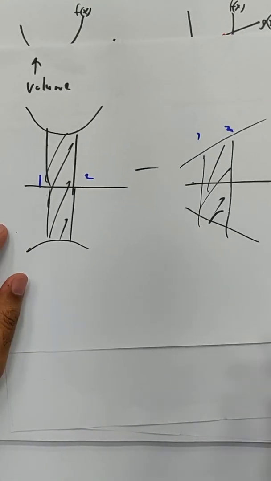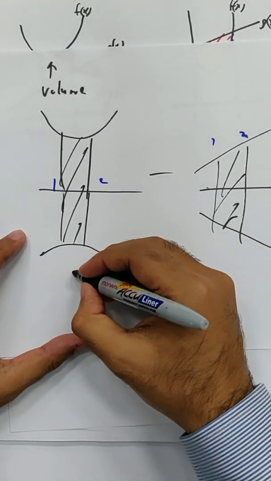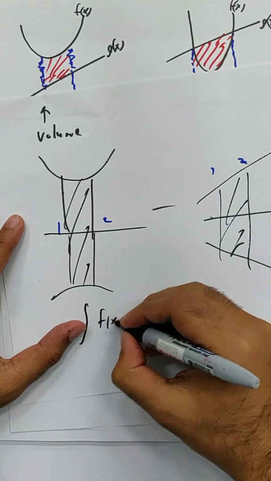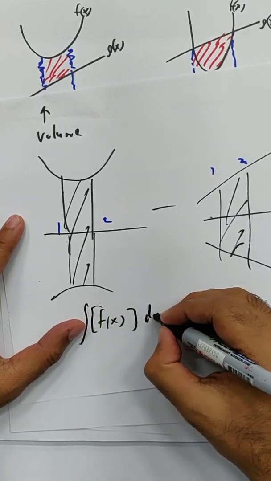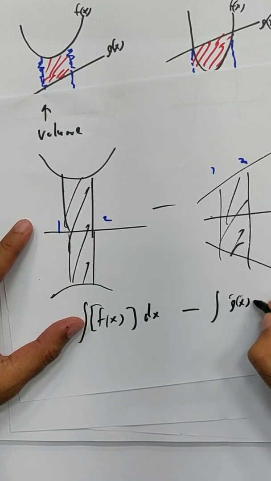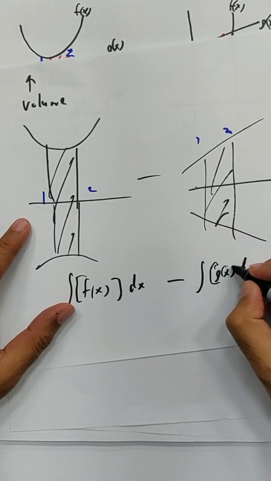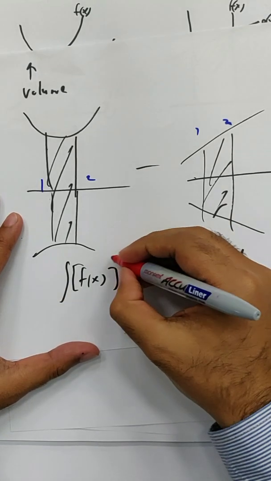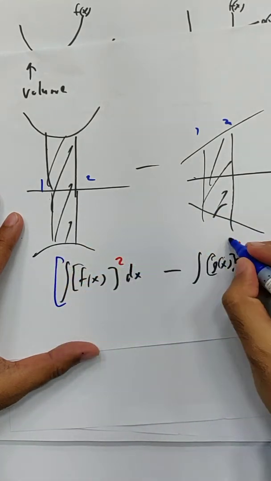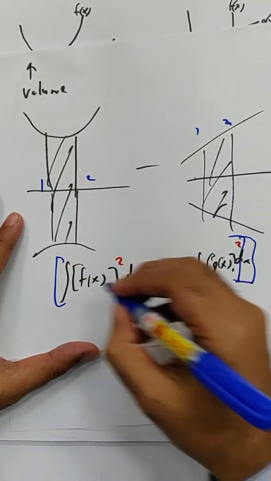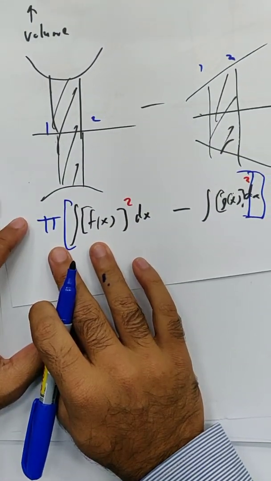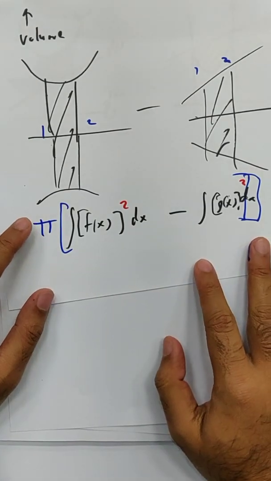So for volume, the calculation will be fx. The difference will be this. The difference they will have is squared and squared. And of course, once you finish the squaring, once you finish the integrating, you need to times with the pi. So that's how you get it.